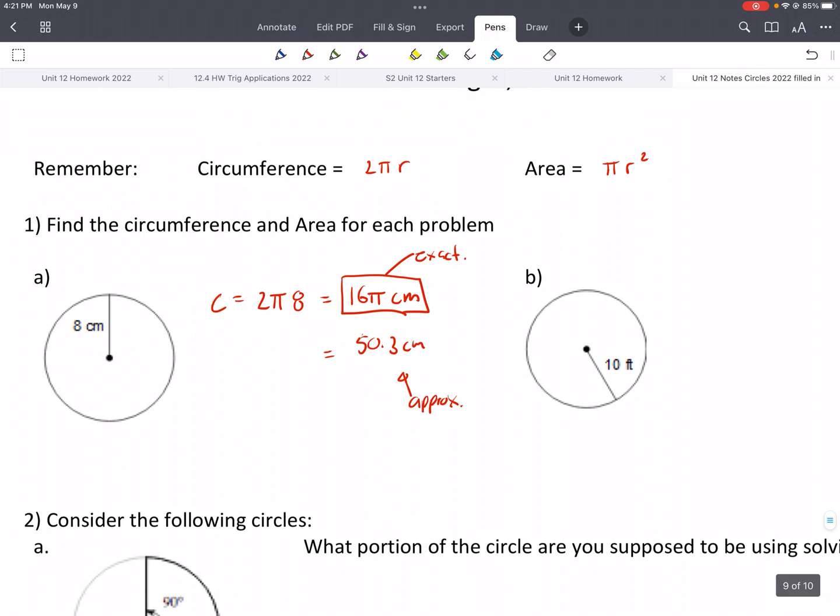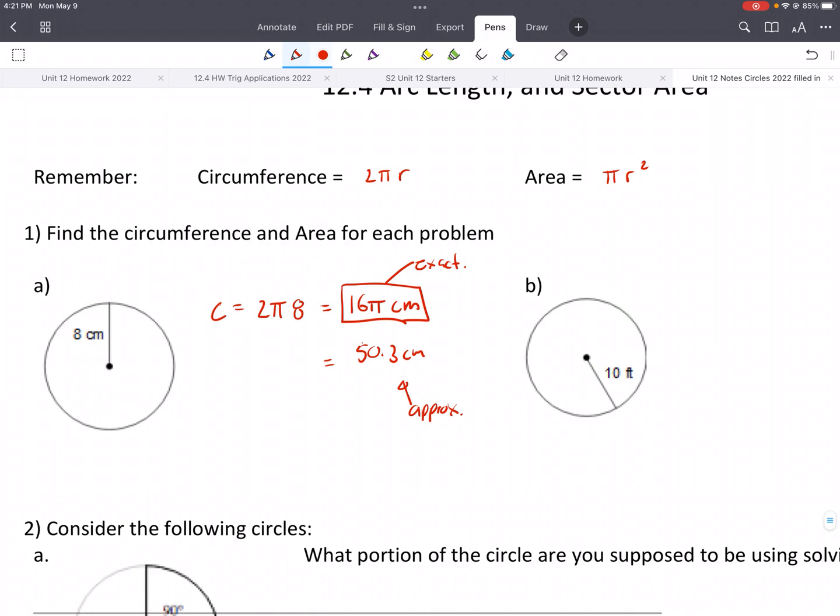Okay, and then if we want to find the area, so area is equal to pi r squared, so that's 8 centimeters squared. So we square the 8, we square the centimeters, so we'd get 64 pi centimeters squared.